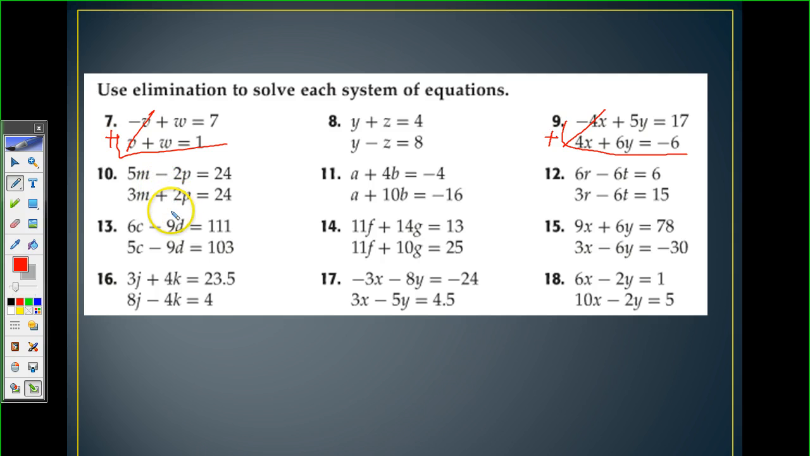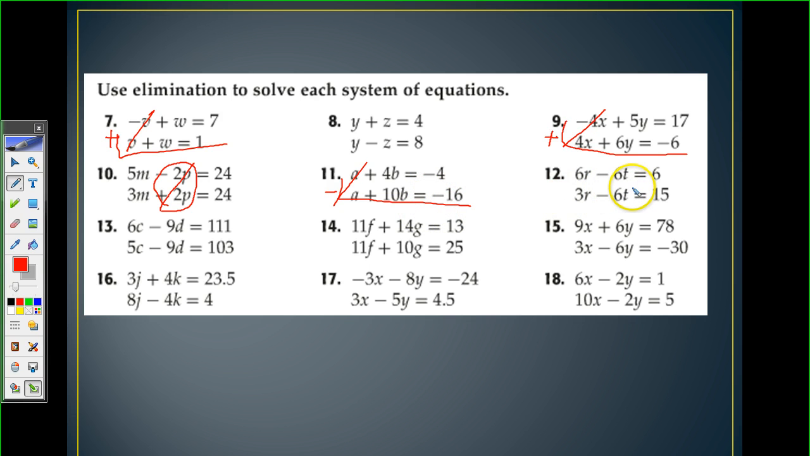Okay, so here, what do you think you're going to do? Do you think you're going to add or subtract? Yes, you're going to add. Alright, so when you add here, it's going to eliminate the 2p, and you'll have 8m, and then you'll solve for m. Okay. Number 11, do you think you're going to add or subtract? Okay, yep, you're right. You're going to subtract these two to get rid of it and solve for b first.